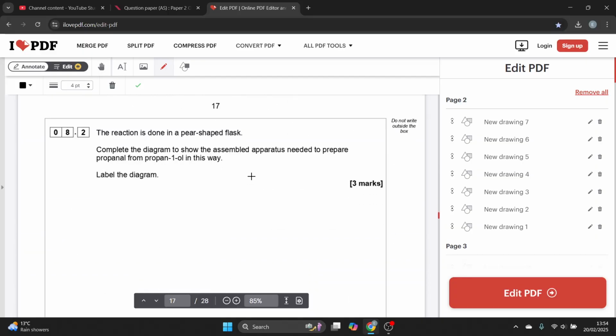Reaction done in a pear-shaped flask. Complete the diagram to show some of the process needed to prepare propanol from propane-1-ol in this way.